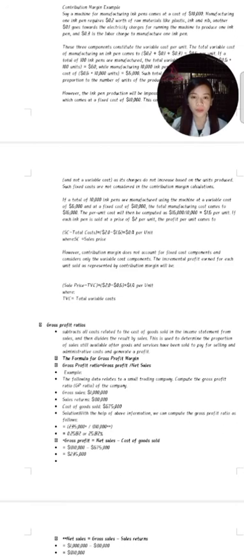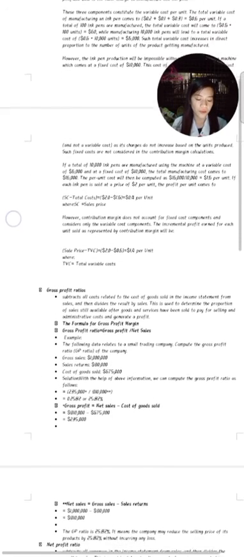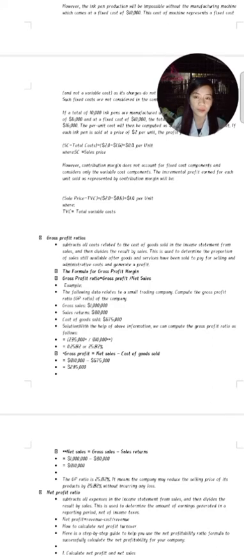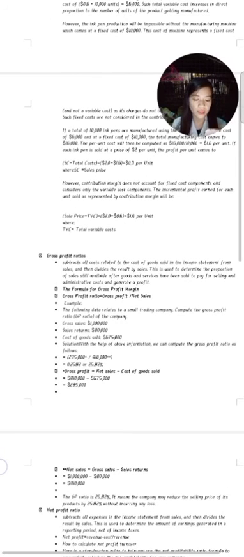Next is the gross profit ratio. For gross profit ratio, we have the formula: gross profit ratio equals gross profit over net sales. For example, the following data relates to a small trading company. Compute the gross profit ratio of the company. The company has gross sales of $1 million, the sales returns are $90,000, and the cost of goods sold is $675,000. Solution: with the help of the above information, we can compute the gross profit ratio as follows.